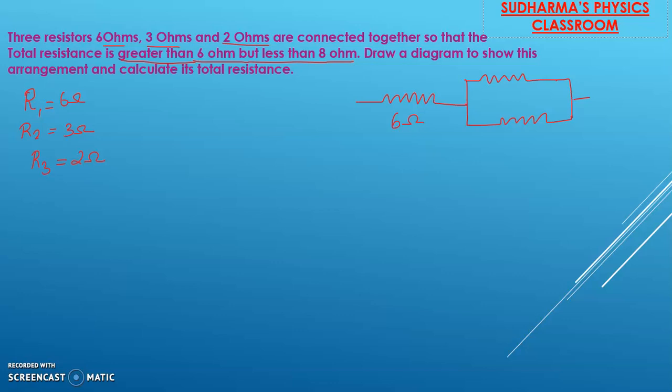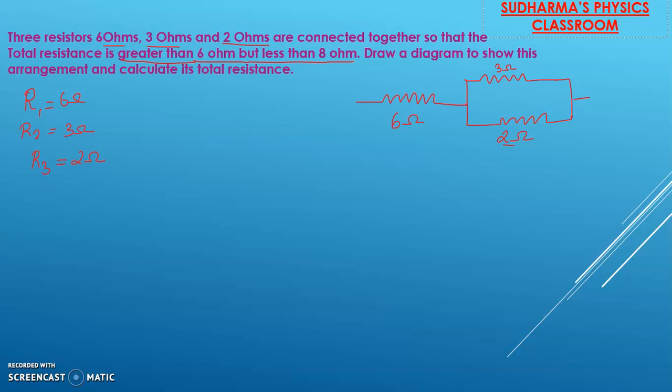I'm just trying. Okay, so you can also try with different values given in different positions. Here we have the remaining 3 ohm and 2 ohm. Why have I taken 6 ohm as the series connection here? Because the effective resistance should be greater than 6 and less than 8 ohm, and when 3 and 2 are connected in parallel, that value will definitely be less than 2 ohm, because in a parallel combination the effective resistance will be less than the least resistance given. That is why I have chosen this option.